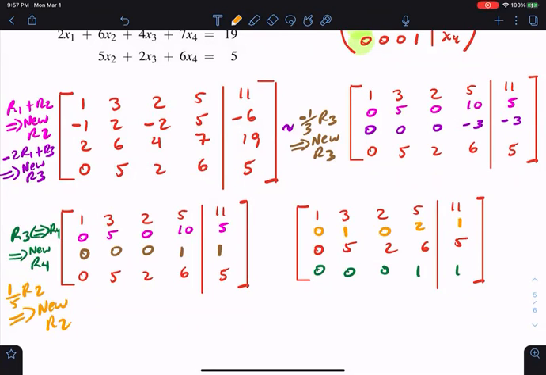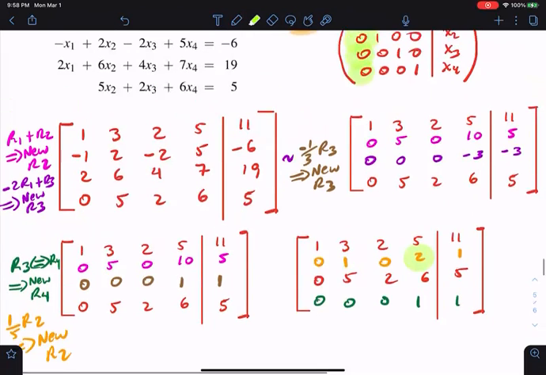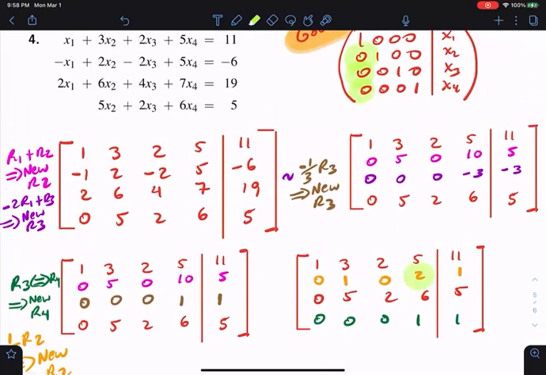Now let's see what else we can do. So the next goal will be, let's see what we can do to make life easier. So look, you can do this here, right? You can get rid of that 2 first. Why? Because once I get rid of that 2, then I will have the identity in the second row. That's why I'm doing that.